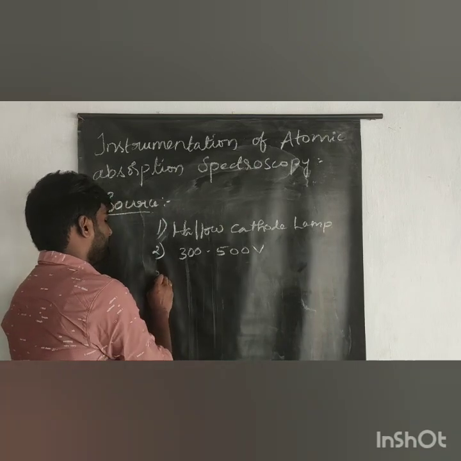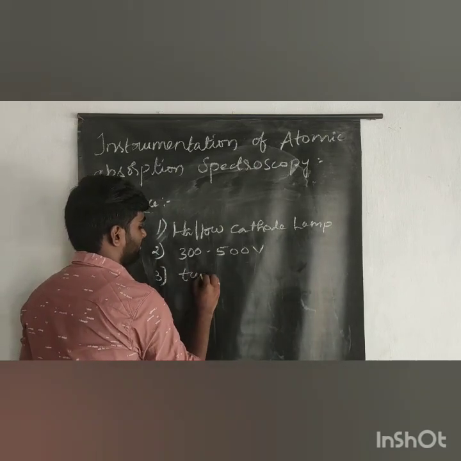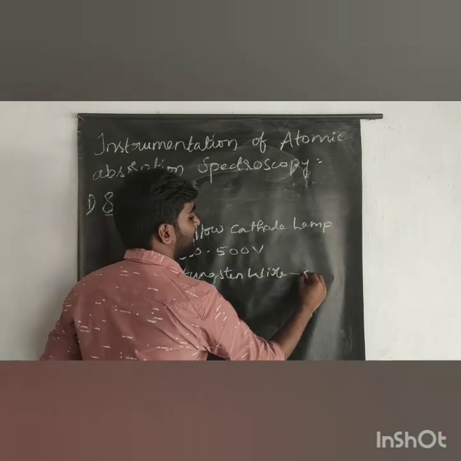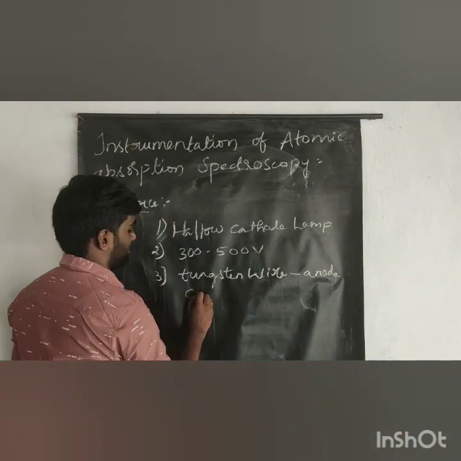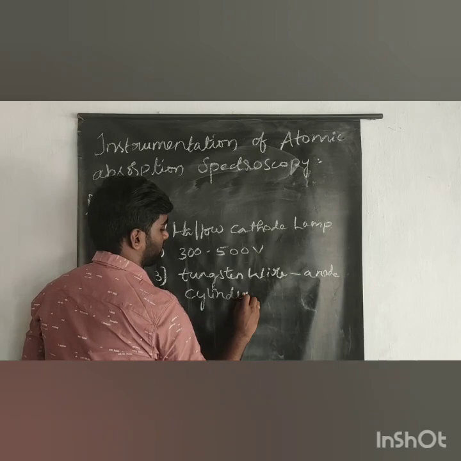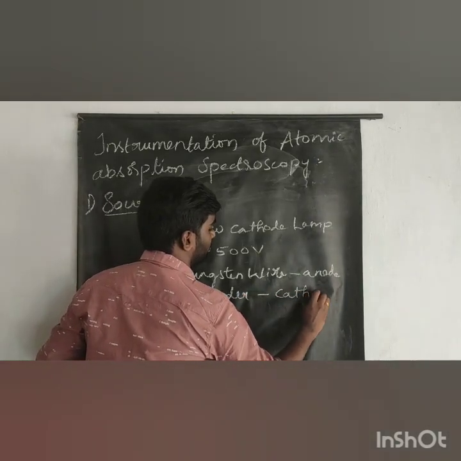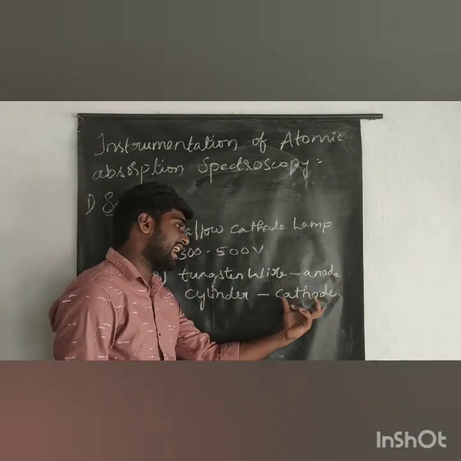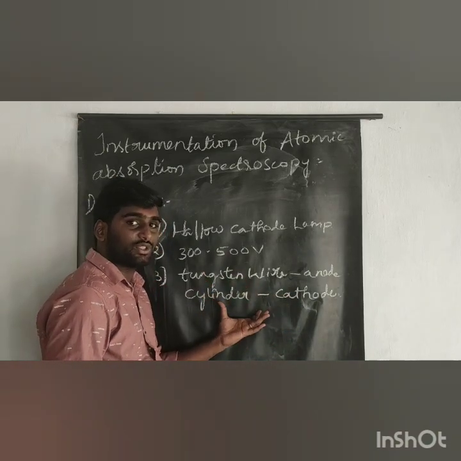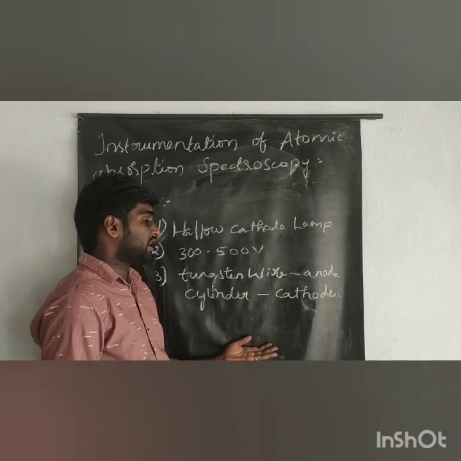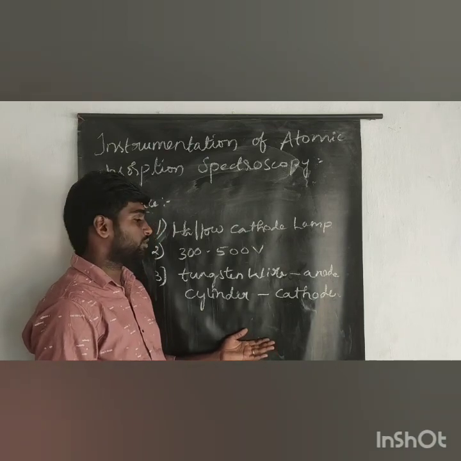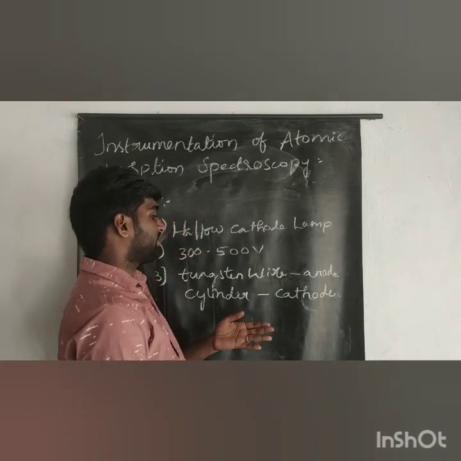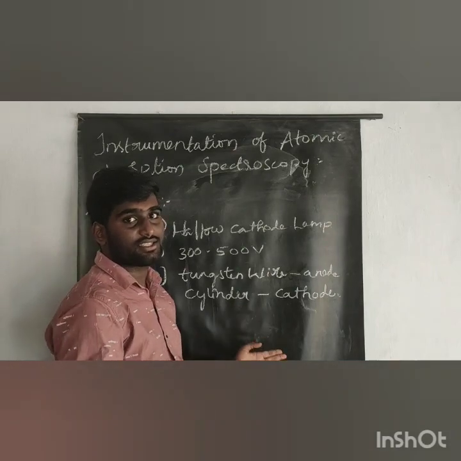Here, the tungsten wire acts as the anode and the cylinder acts as the cathode. Both the anode and cathode are placed in a cylindrical glass tube with an open window on one side.